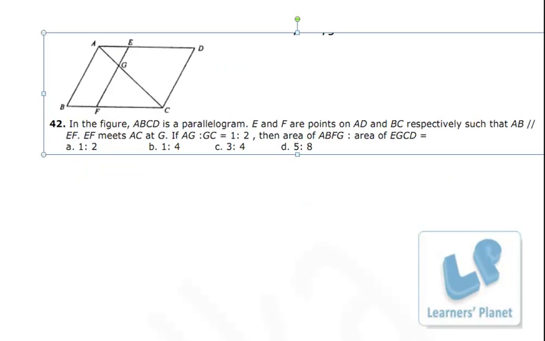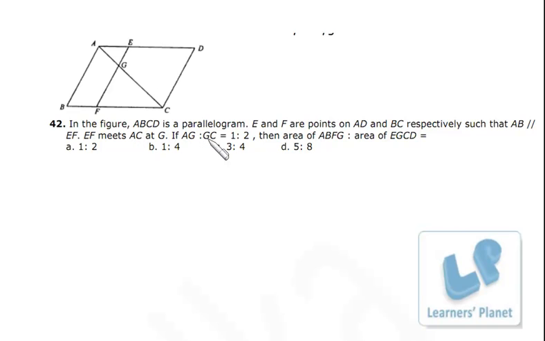Now this problem. In the figure, ABCD is a parallelogram. E and F are points on AD and BC respectively. AB is parallel to EF. EF meets AC at G, and AG to GC is 1:2. Find the ratio of the area of ABFG and the area of EGCD.